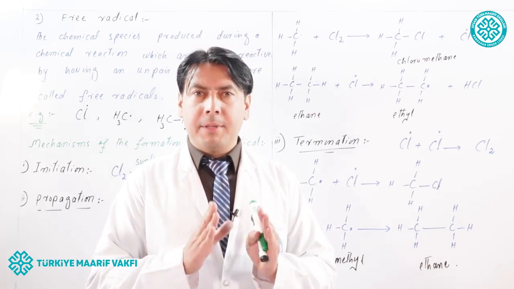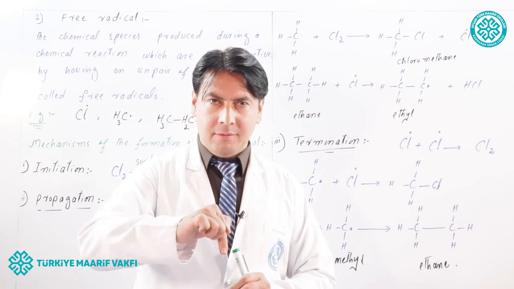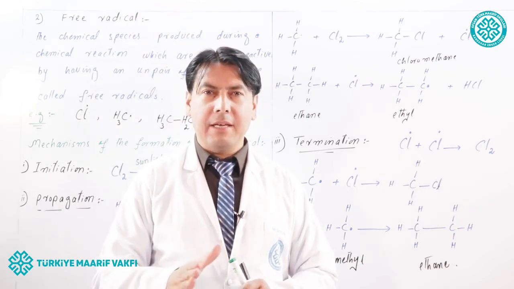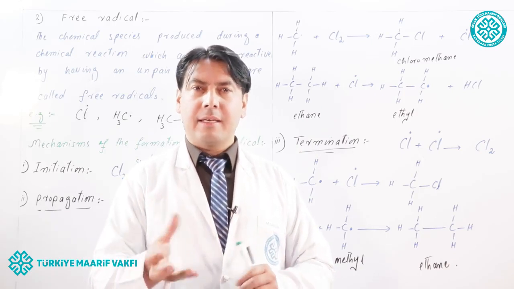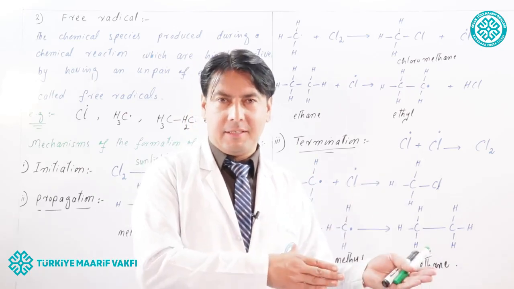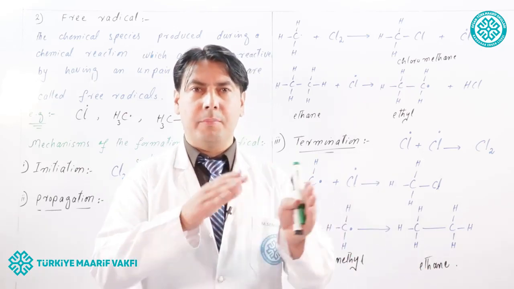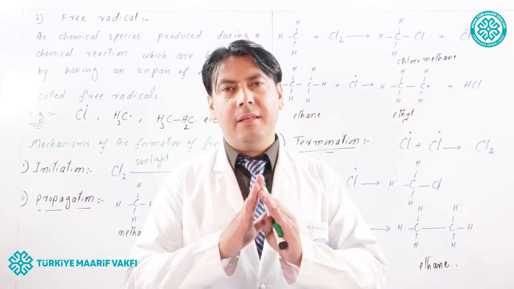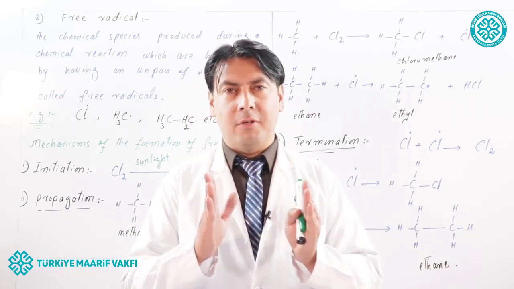So the free radical initiation is based upon sunlight. Propagation: one free radical can stabilize itself but can produce another free radical. Termination: when two free radicals combine together, the free radicals will disappear and they will form stable molecules.